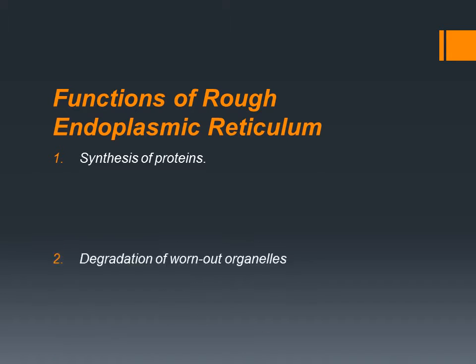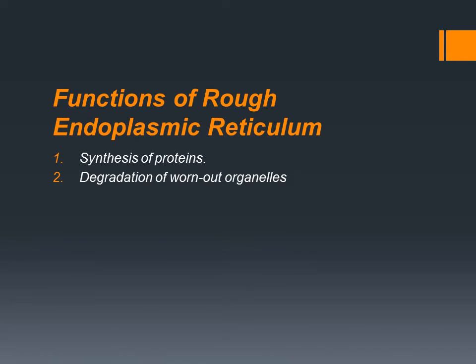The second function of rough endoplasmic reticulum is degradation of worn-out organelles. Rough endoplasmic reticulum also plays an important role in the degradation of worn-out cytoplasmic organelles like mitochondria. It wraps itself around the worn-out organelles and forms a vacuole, which is often called the autophagosome. The autophagosome is digested by lysosomal enzymes.